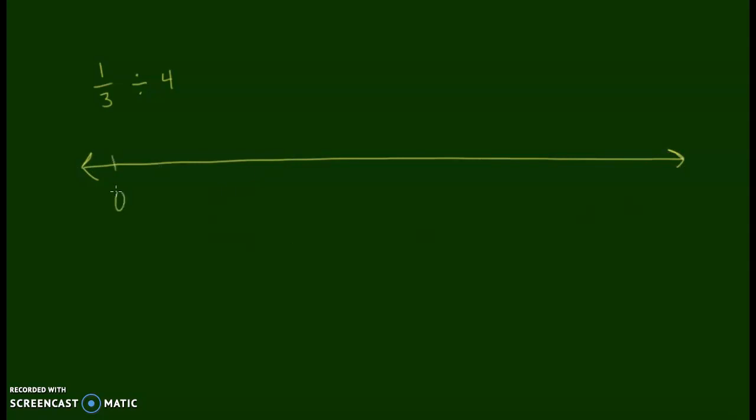This time we have some division of fractions. So I'm going to try to do this really quickly because I'm running out of time. So I've got 1/3 divided by 4. And for this one, I'm going to use a number line. So I've got 0 and 1. And then I have to divide it into thirds. So this will be 1/3, 2/3. That shouldn't be a 0. That should be a 1.